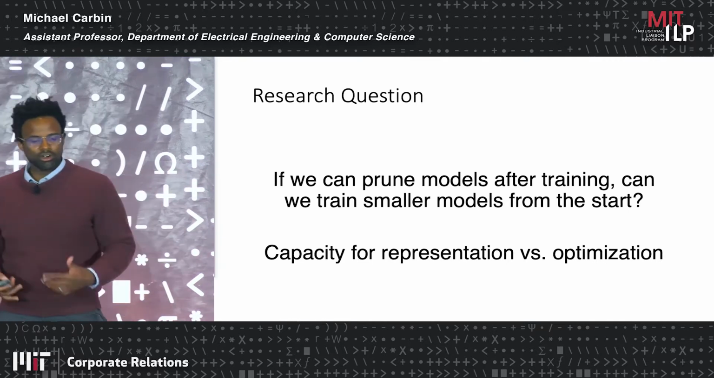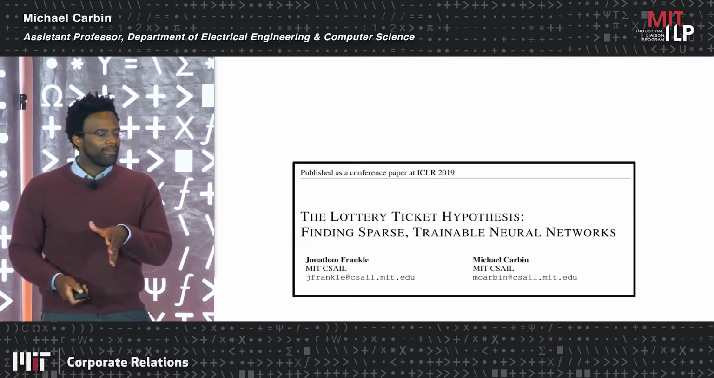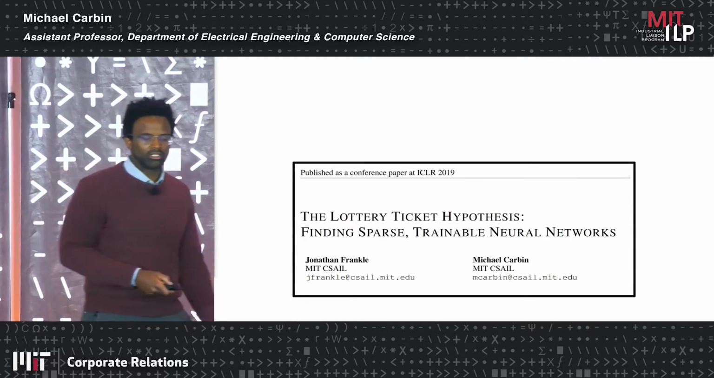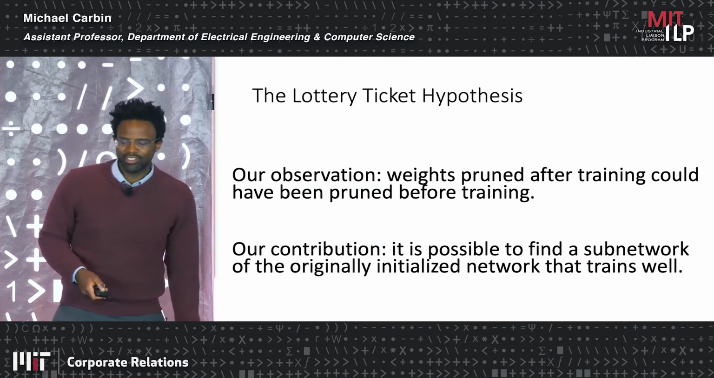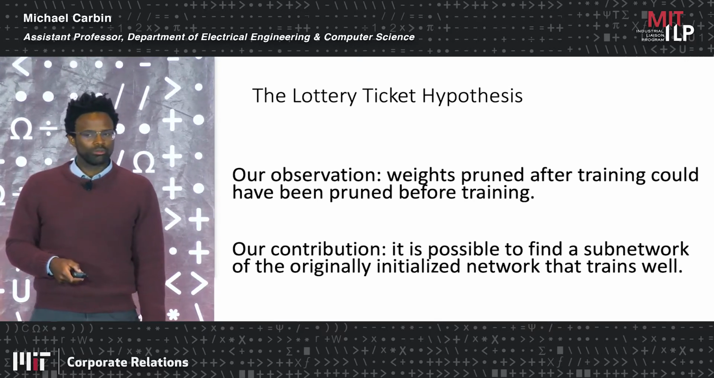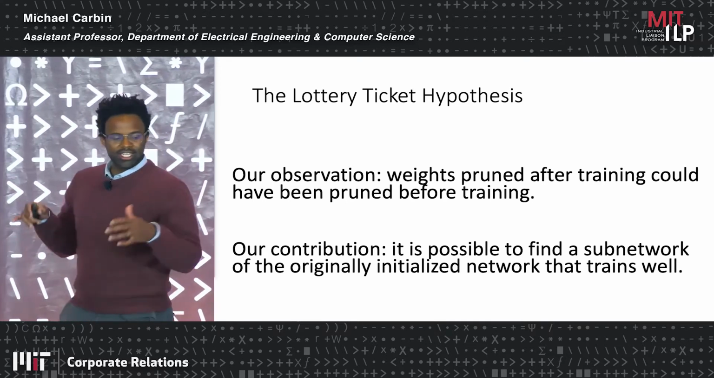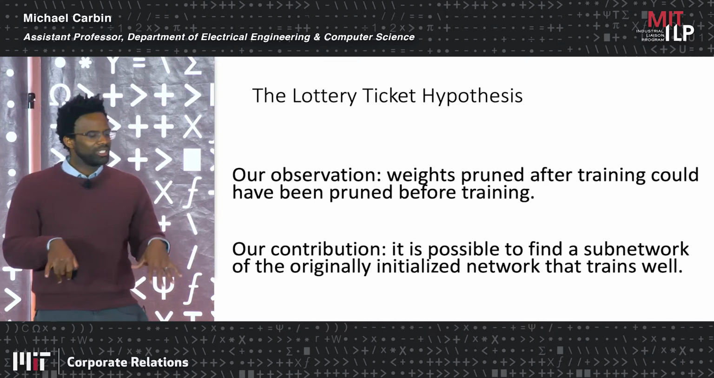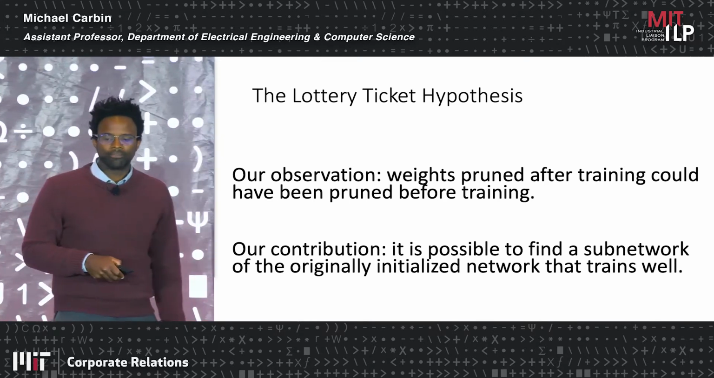Now, as I mentioned, in our work we've actually started to tackle this training problem, moving away from pruning after training, now pruning during or even before training in some of the work that we've done. And the observation that we've had is, quite surprisingly, weights pruned after training could have been pruned before training. And our contribution here is that it's possible to find a network or a subnetwork of this originally initialized network. Again, it was randomly initialized with no intelligence in those weights. That's going to train just as well.